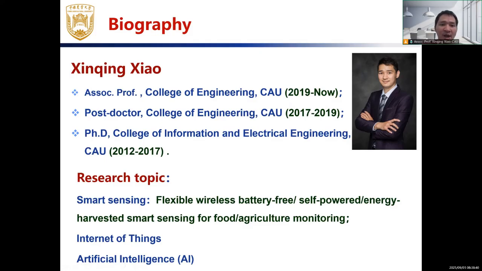My top research topic is smart sensing, for example, wireless, battery-free, and self-powered energy harvesting smart sensing for food or agricultural monitoring. I also research the Internet of Things and AI. So now this is some of my research on this topic.